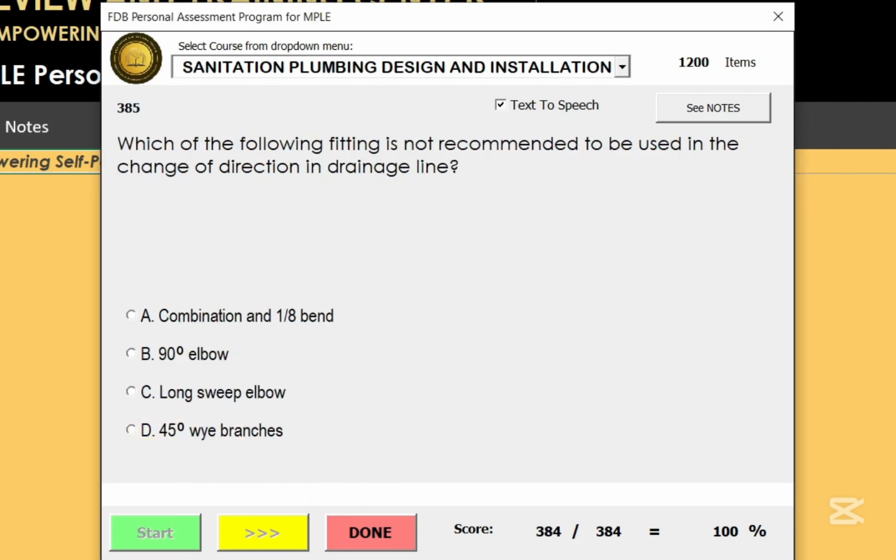Which of the following fitting is not recommended to be used in the change of direction in drainage line? A. Combination and 1/8 bend, B. 90 elbow, C. Long sweep elbow, D. 45 branches. Please pick your choice. Option B is your choice, and it's the correct answer. Well done.